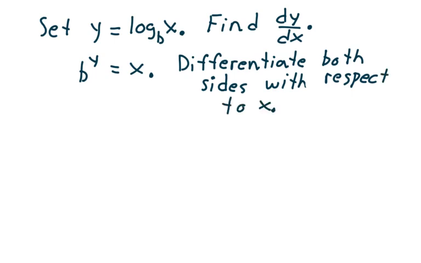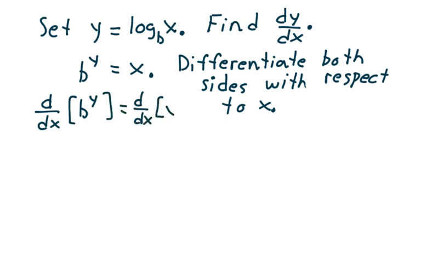And we're going to use implicit differentiation. So I'm going to take d dx of b to the y, and I'm going to set that equal to d dx of x. So b to the y times natural log of b times dy dx is equal to 1.